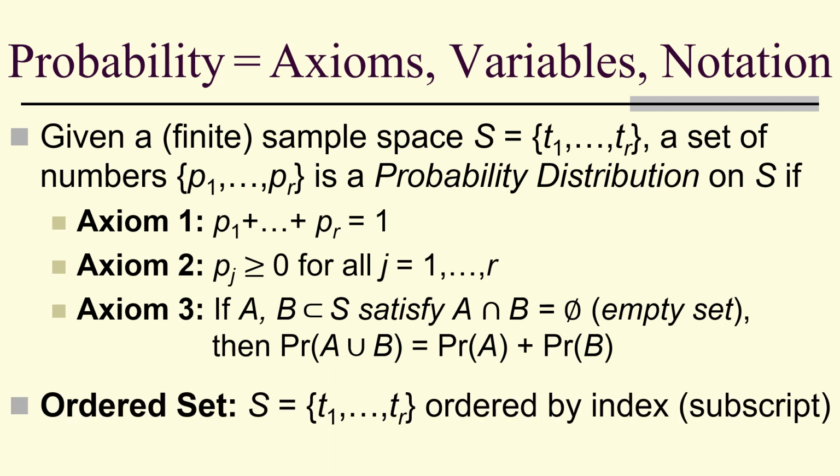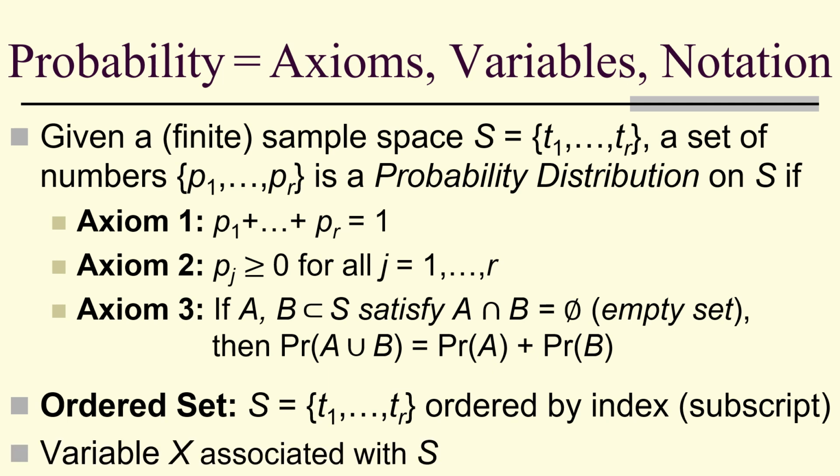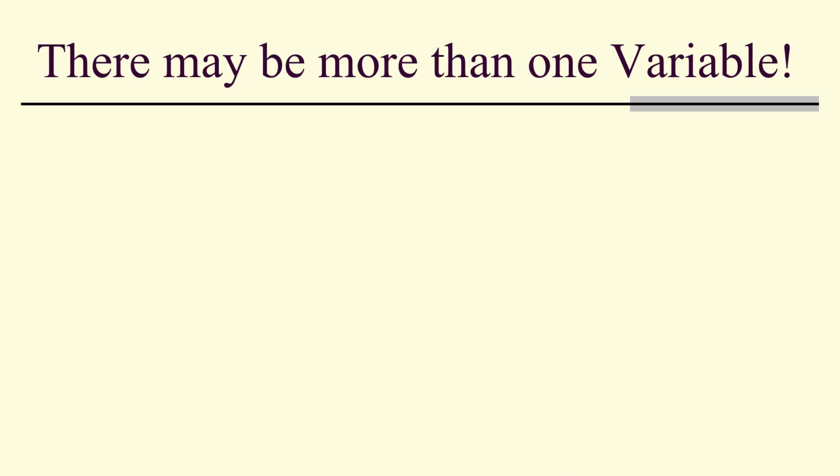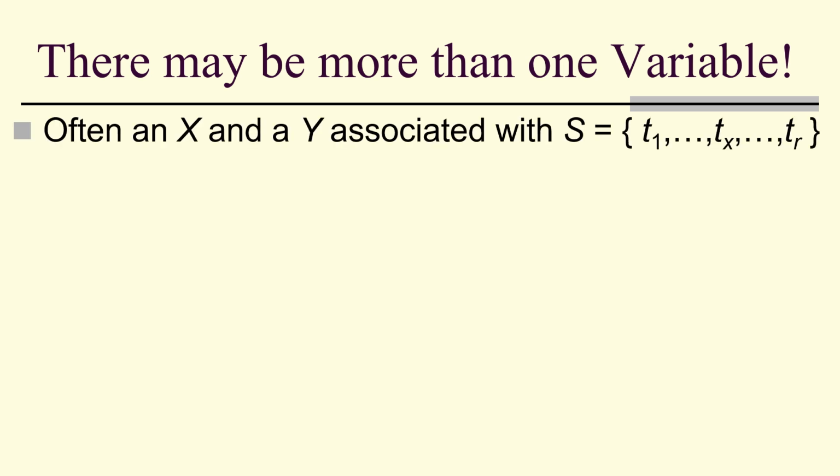We tend to order the set using the index. In other words, the elements are listed in the order that they're indexed. Variable X is associated with S, which means X is T sub x for some index x. And there may be more than one variable, often an X and a Y associated with a set S.